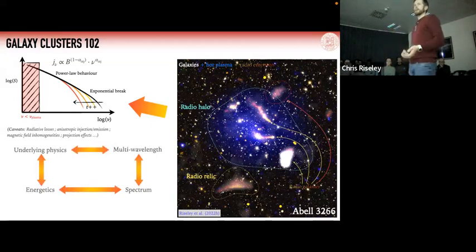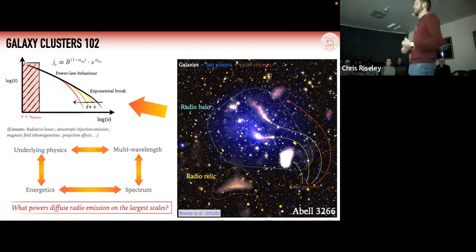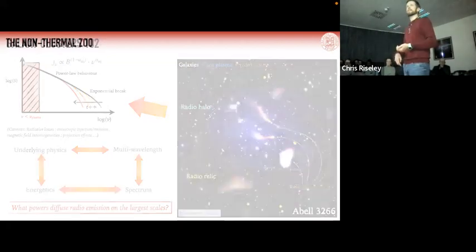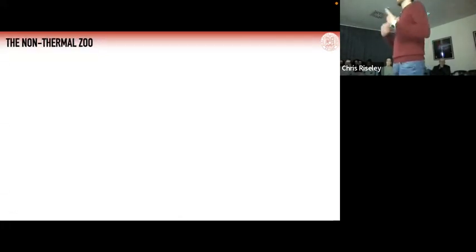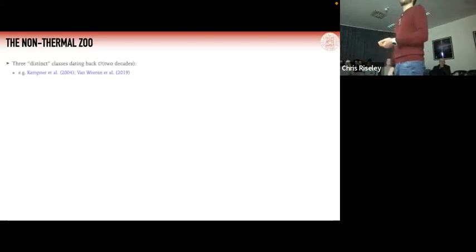And aside from making pretty pictures, this multi-wavelength approach gives us access to the underlying physics, which is the big question we're trying to answer with these kinds of studies: what powers diffuse radio emission on the largest scales? This brings us onto the non-thermal zoo.